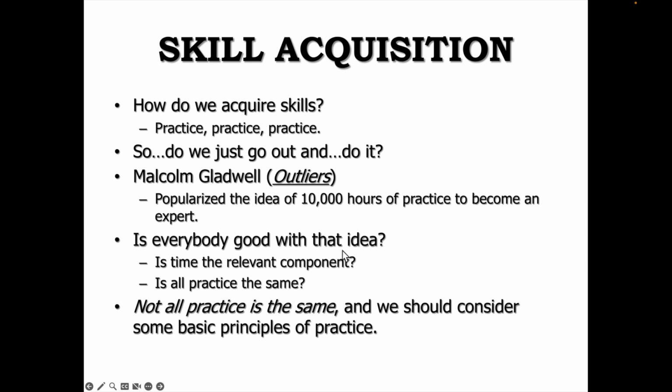This was popularized by the author Malcolm Gladwell in his book Outliers, where in his research he found a commonality between a lot of these different skilled performers: they spent 10,000 hours of practice to become an expert in that particular skill. Now, the thing is, what did these 10,000 hours of practice look like? Is time the biggest factor? Is just spending a lot of time practicing going to make the biggest change in skill acquisition? Is all practice the same?